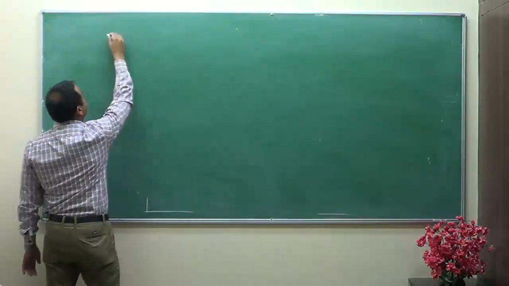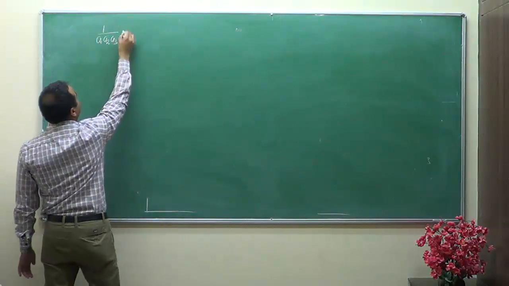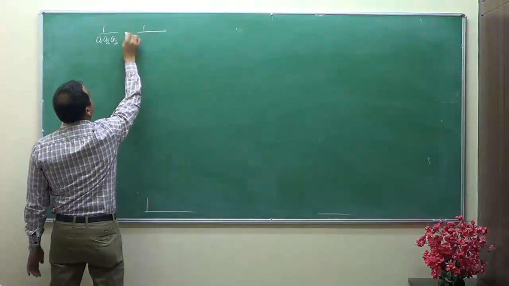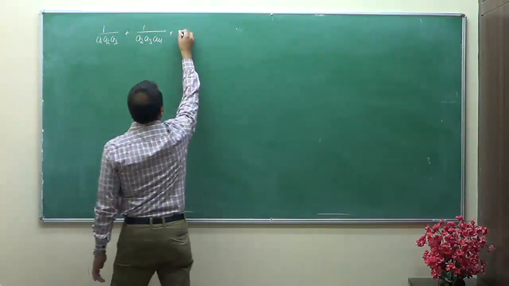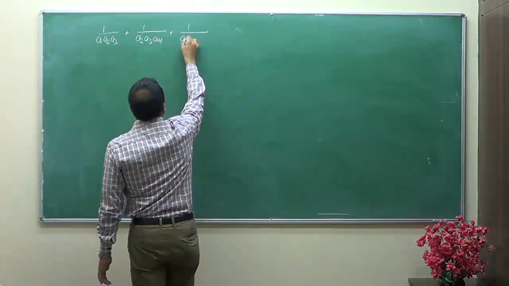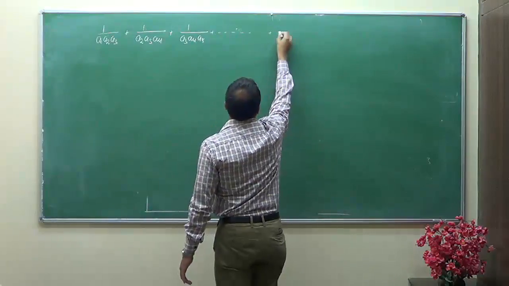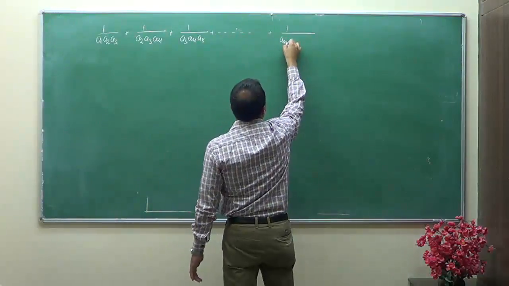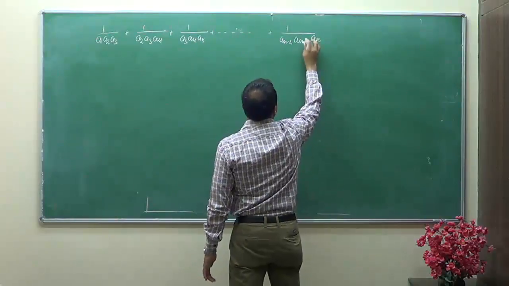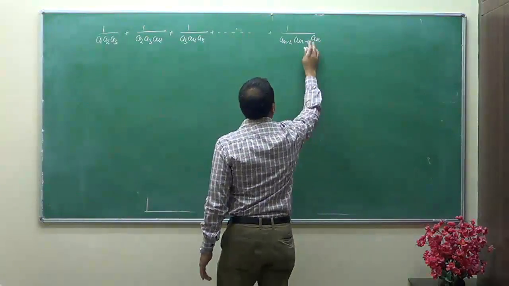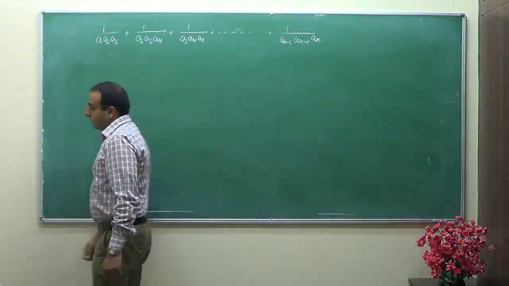Sometimes the question will be like this: 1 over A1 A2 A3 plus 1 over A2 A3 A4 plus 1 over A3 A4 A5 plus and so on up to 1 over A(n-2) A(n-1) An. Find the sum of this sequence.